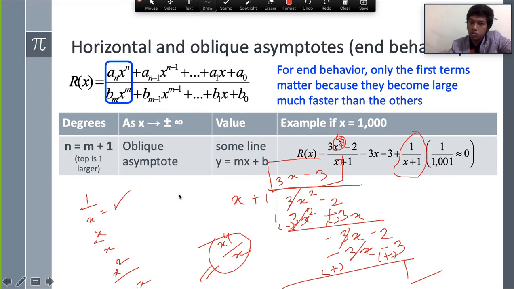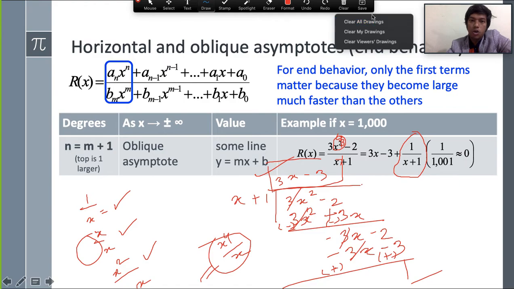In the first case, the x-axis is the asymptote. In the second case, the coefficient ratio will be the asymptote. In the third case, we will have to do the long division to find the answer like this. And in the last case, we will not have to do anything to find the answer.